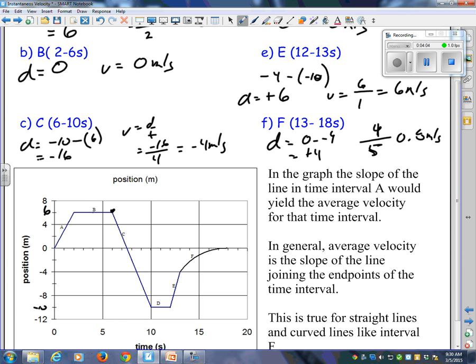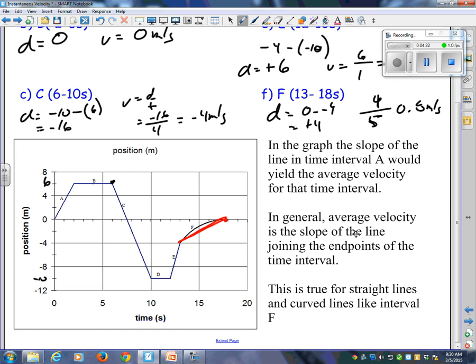What I really did there was I actually drew this line there. Oops, I didn't draw it very well. And you're finding the slope of the line that joins the endpoints. Okay? All right, so let me just read this. In the graph, the slope of the line in time interval A would yield the average velocity for that time interval. In general, average velocity is the slope of the line joining the endpoints of the time interval. Put a star beside that because it's important. This is true for straight lines and curved lines like interval F.